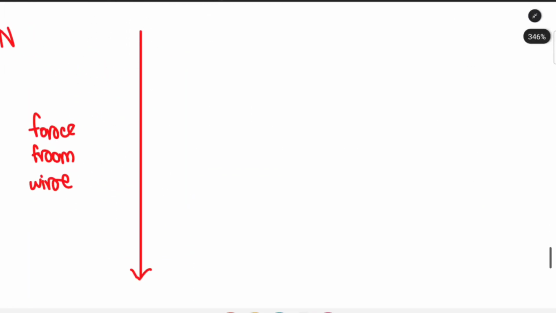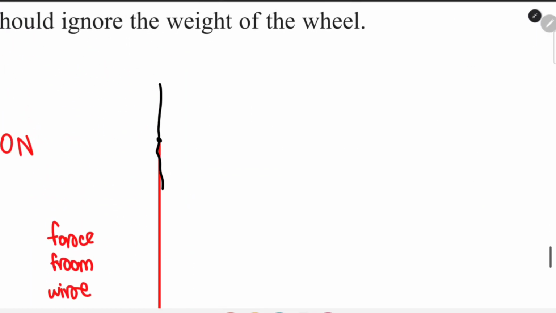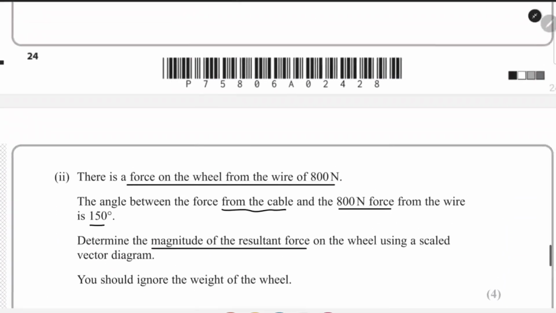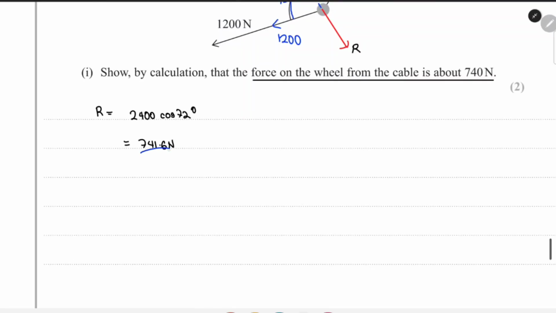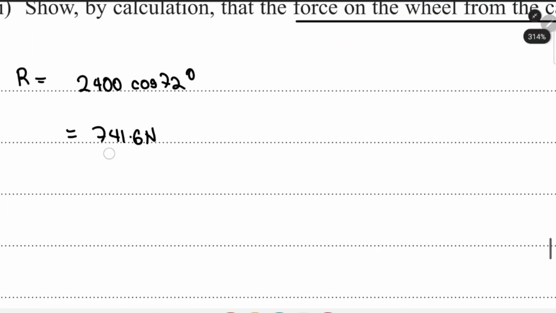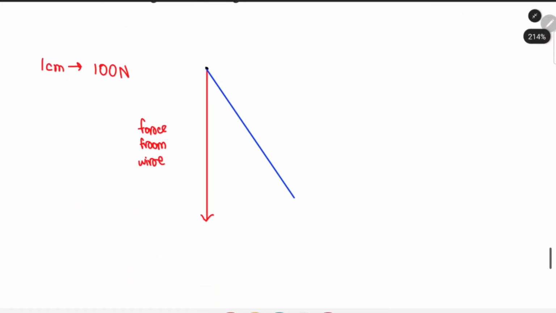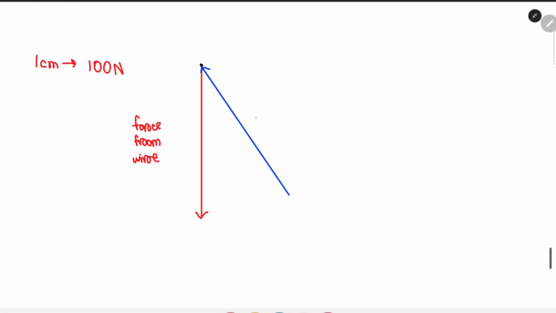So you'll put your protractor over here, you'll measure 30 degrees and then you'll draw a line over here. Now you may ask what magnitude of line you need to draw. Well, here we have it. We have 741.6 newtons. Since each 100 newtons is 1 cm, this will just be 7.42 centimeters. We draw a line of 7.42 centimeters, which is the force from the cable.